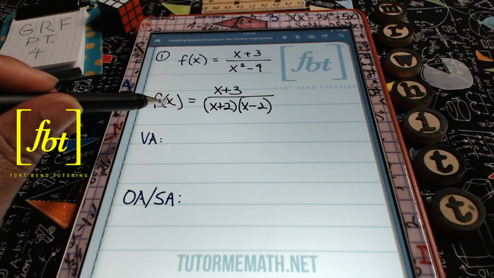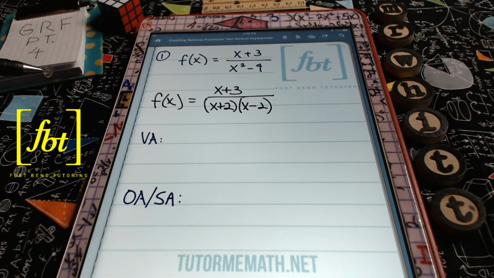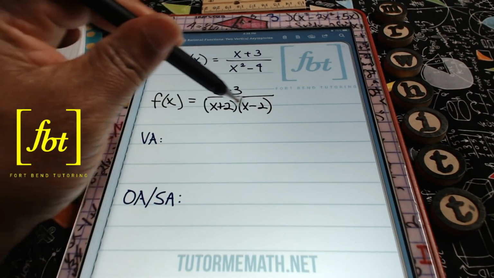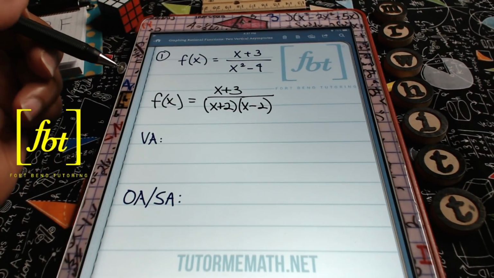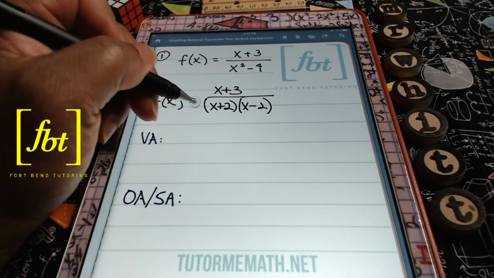So we have our factored form here. This is the factored form of our rational function. Then, noticing that I do not have any holes because none of these factors will cancel out with a factor in the numerator, I can set my denominator equal to 0 to solve for the vertical asymptotes. When doing that process, once you have your denominator fully factored, go ahead and set each individual factor in the denominator equal to 0 and solve for it.